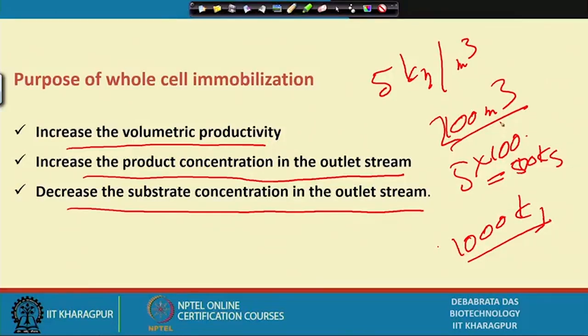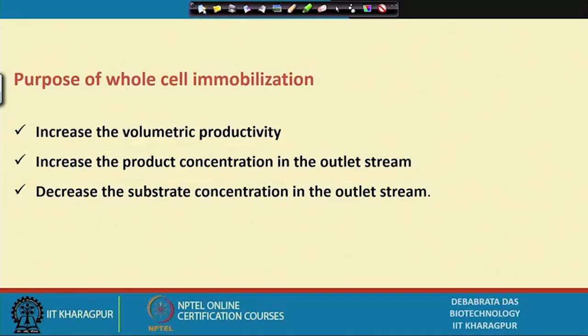And decreasing the substrate concentration in the outlet stream is very important. If the concentration in the outlet stream is less, that means the load on the waste water treatment process will be very less, and that will help to reduce the product cost to a great extent.